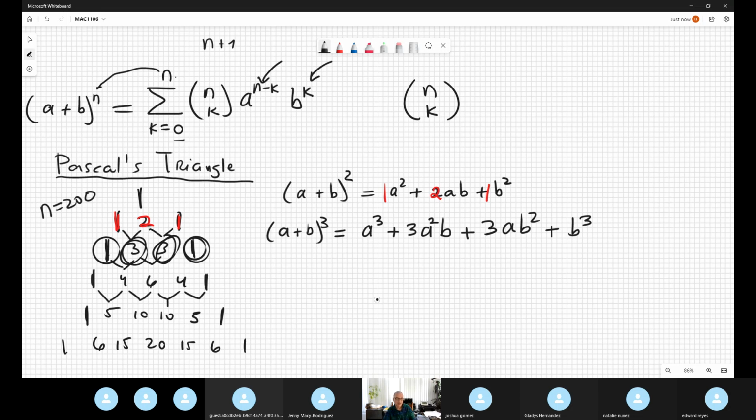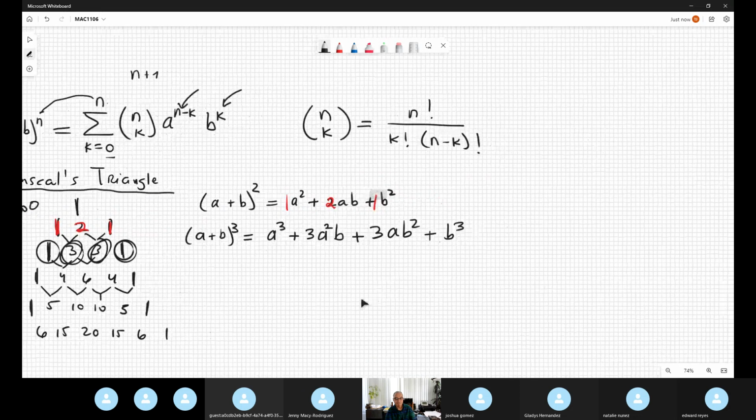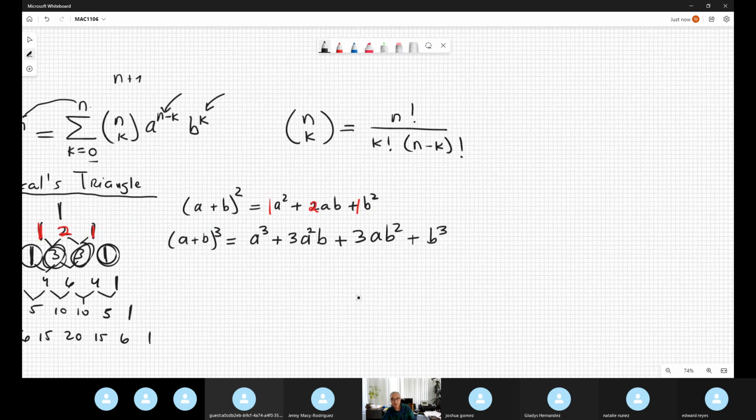Too long. So there is a formula for any position here. nCk is n factorial divided by k factorial times (n minus k) factorial. This is the formula. And what is factorial? Factorial is, for example, 5 factorial or 4 factorial. What is 4 factorial? Factorial is the exclamation sign. It's a mathematical symbol, factorial.